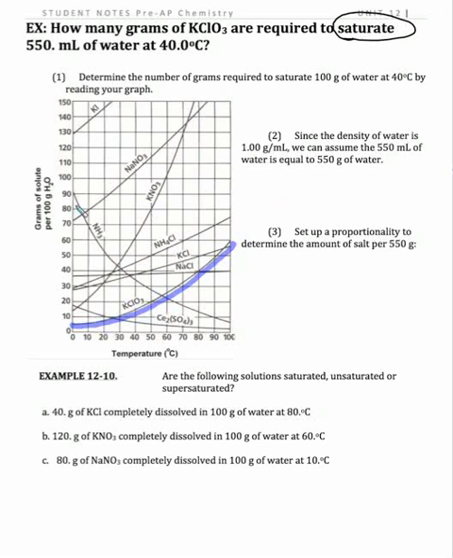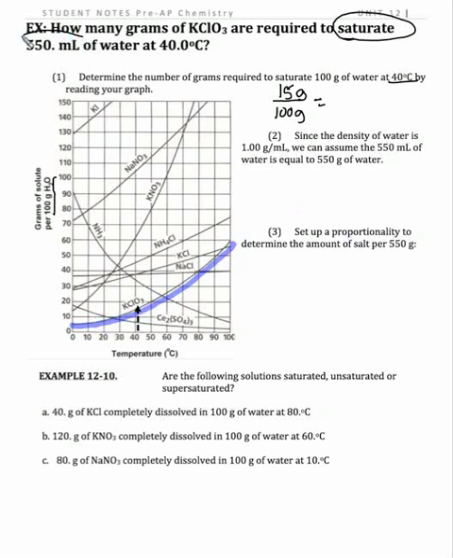This chart gives us the amount that will saturate 100 grams. So the first thing you want to do is determine how many would saturate 100 grams. We're at 40 degrees, so if I go from 40 degrees up to the line, we see that it's 15 grams. We recognize that you're estimating there, and that's going to be acceptable. So that's how much would saturate 100 grams.